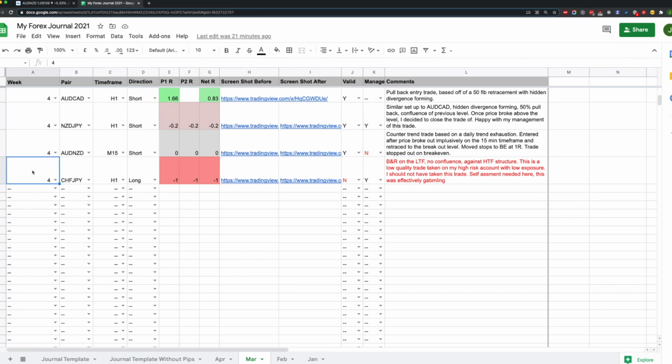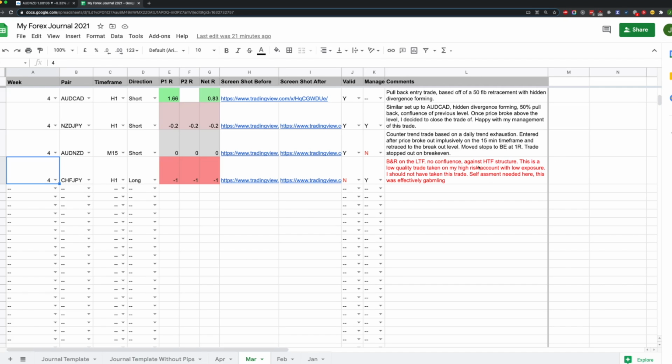So it was taken here on Chef JPY. It was a long position taken on the 1 hour time frame. I was just kind of focusing on the lower time frames for this trade, right? So it was a break and retest on the lower time frames, but there was no confluence, and I was trading against the higher time frame structure.